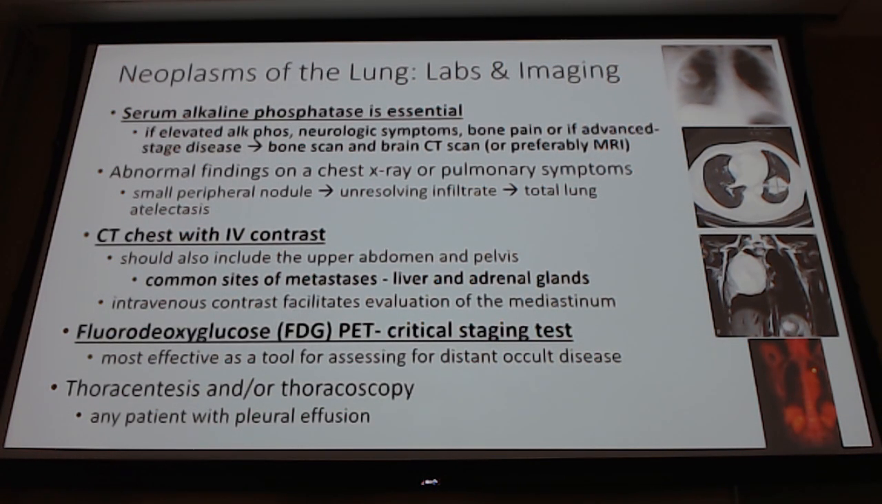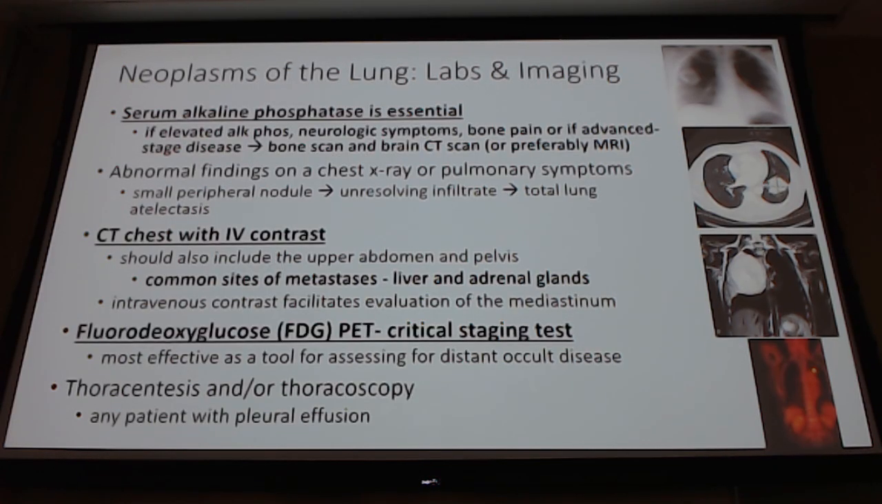All right, what labs can we do? Okay, we really want to know serum alkaline phosphatase. Okay, that is a bone marker. If elevated, if you have neurological symptoms plus bone pain, you have to do a bone scan and a brain CT, preferably an MRI if you can. For the bone scan, like a DEXA scan, either that or a PET scan, and then that brain CT. Okay, most likely without contrast.